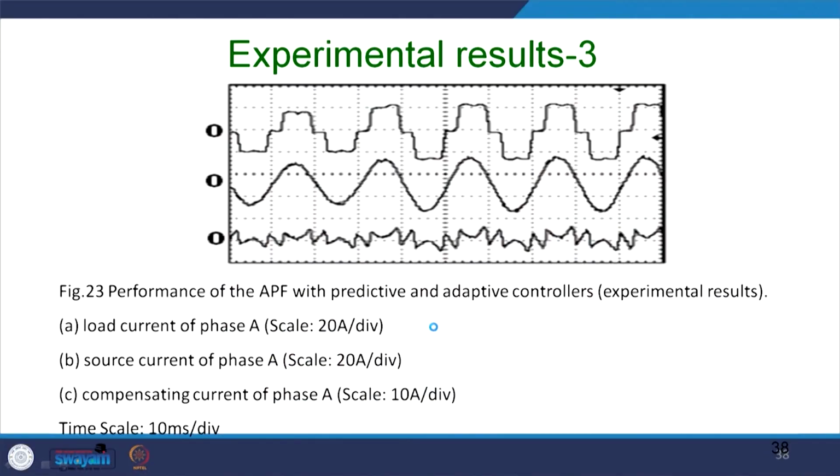So, these are the corresponding hardware results. This is the load current, this is the source current where the load change has occurred, and from this point to this point there is a load change. So, it is compensated, you can see these two peaks are almost the same, that means by that time it has converged.